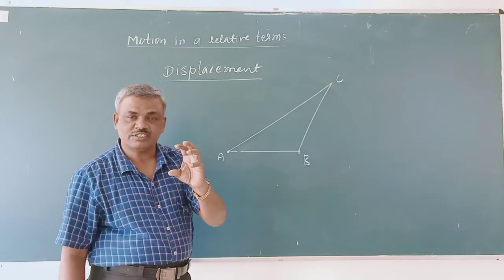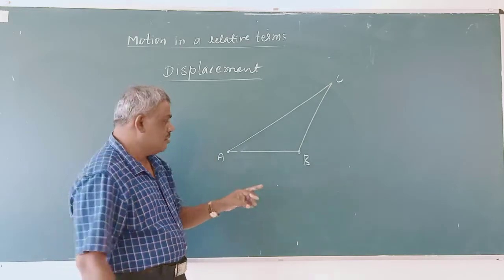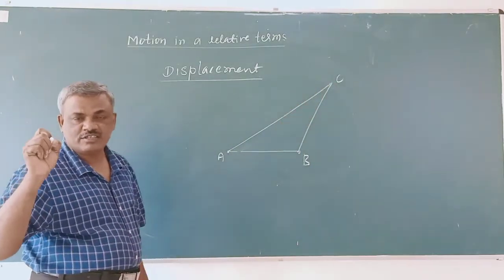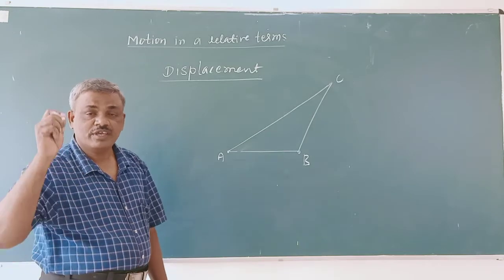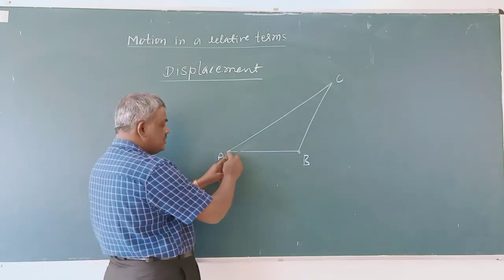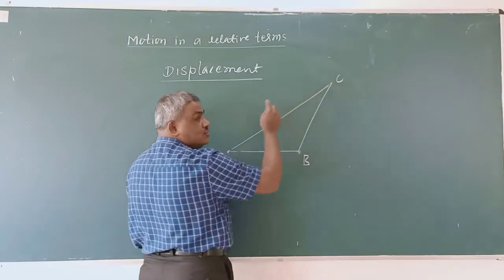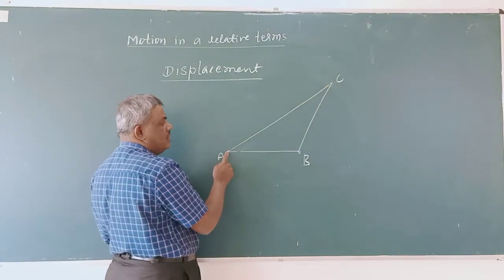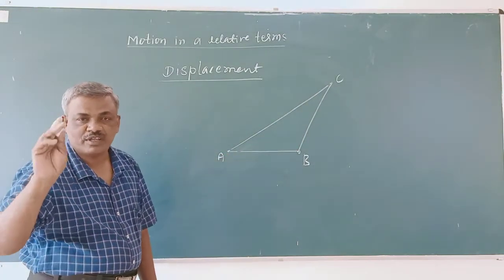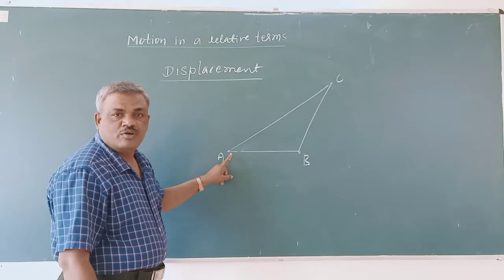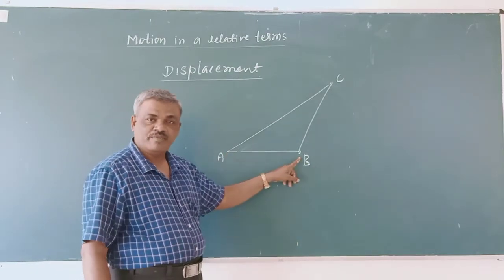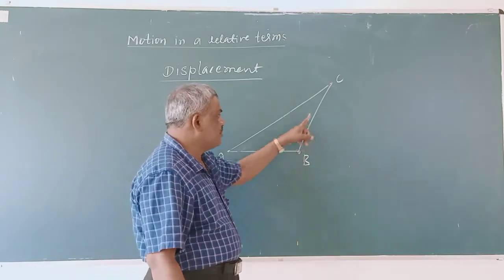So define displacement: the change in position of a body in a particular direction is called displacement. How can we measure displacement? The displacement is measured by the distance along a straight line joining the initial and final position of the body. The example here: if a body's starting position is at A and it moves from A to B, then the body moves from B to C.